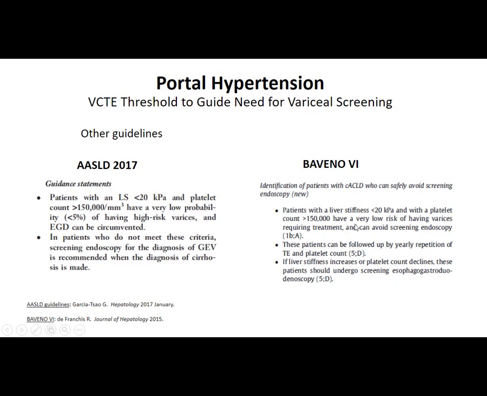Patients also, they suggested a liver stiffness value of less than 20, and with a platelet count of more than 150,000 have a very low risk. And these patients can be followed up yearly by transient elastography and platelet count. No need to do liver biopsies. And if the liver stiffness increases or the platelet count decreases, these patients should then undergo screening endoscopy.